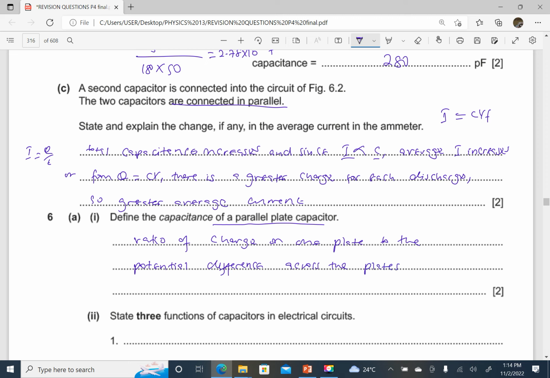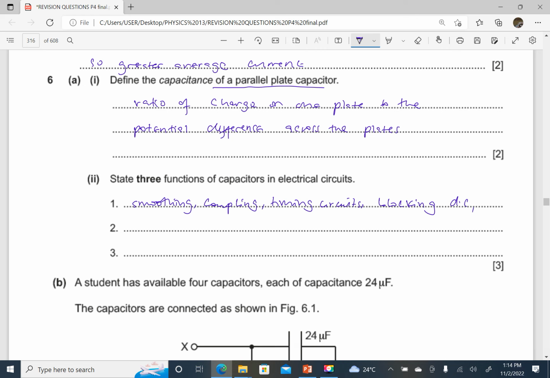State three functions of capacitors in electrical circuits. These are now many. You should now be familiar with them. Capacitors are used in smoothing. Capacitors are used for coupling. Capacitors are used in timing circuits. Capacitors are used to block DC. Capacitors are used in timing, I have talked about timing, to produce time delays. By the way, when we talk about timing circuits, they are normally used to produce time delays.